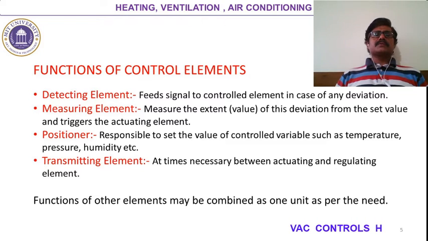Detecting element is the one which feeds the signal to the control element in case of any deviation. In case of any deviation, it means any major changes that can be observed in the recording of a variable, let us say temperature or pressure or humidity. So any change in this particular parameter, in this property, is normally detected with the help of the detecting elements, and it helps to feed the signal for the control element.